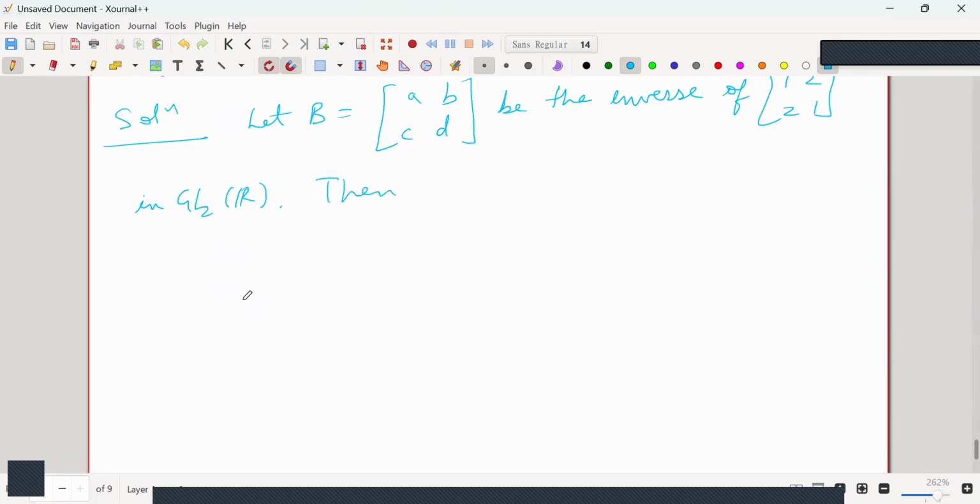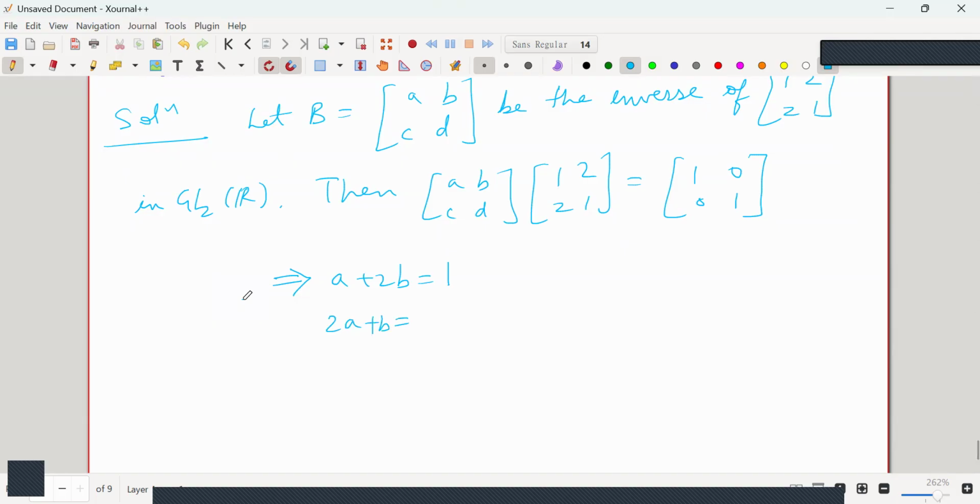Then this element multiplied with this should give us identity, right? Which implies we just need to do the matrix multiplication. A plus 2b is 1 and 2a plus b is 0. C plus 2d is 0 and 2c plus d is 1.